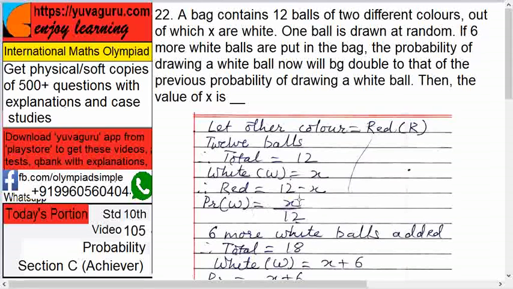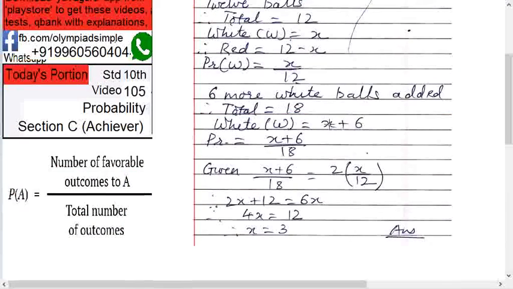White equals x. So red equals 12 minus x. Probability of drawing a white is what? x upon 12, right? Now 6 more white balls are added. So total is 18 now. So white is what? White is x plus 6, right? Because earlier x, now 6 added. So probability of getting a white is x plus 6 upon 18.